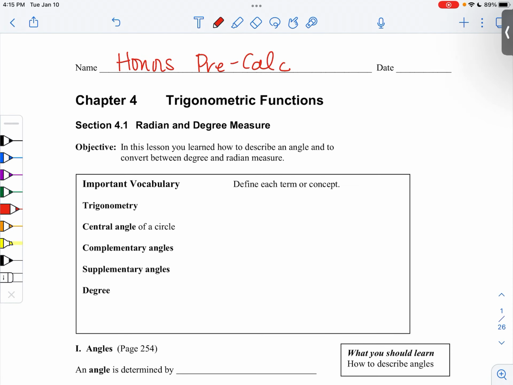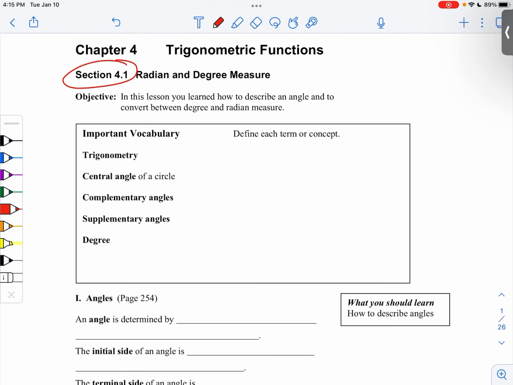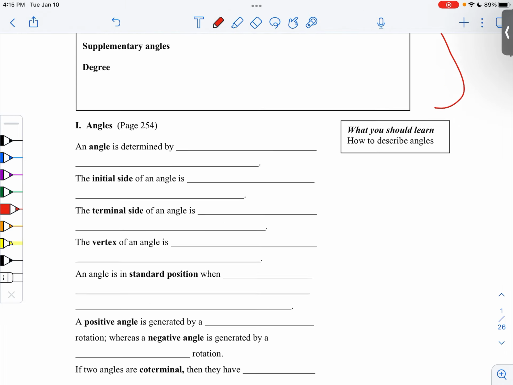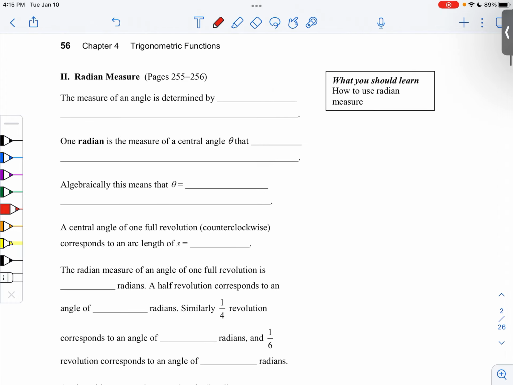Hey guys, we are going to do our section 4.1 notes today. You are going to be doing your own notes based on the text for the vocabulary box as well as our section 1 notes on angles. Please be thorough. Make sure that you include all the notation and give yourself some drawings, color code it, all of that stuff. Let's go ahead and start.